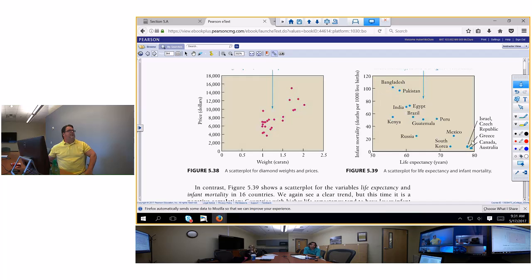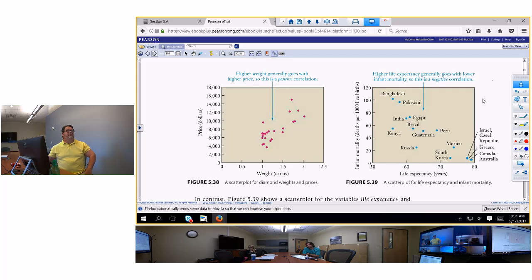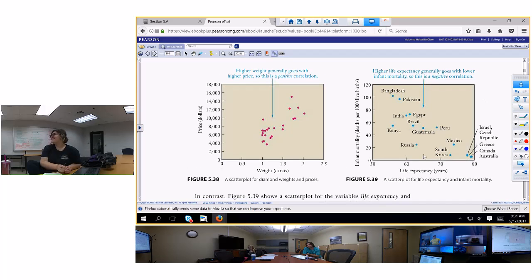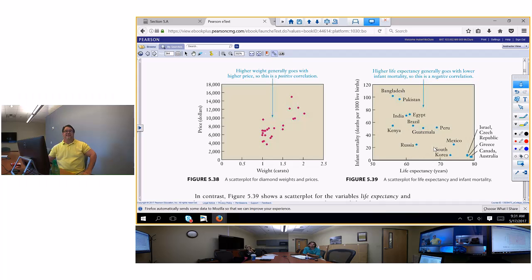That's a positive correlation. This is a negative correlation. Where you live decides how long you are going to live. Look at there. Dang old Greece, you live to be close to 80 years old. Where's the U.S.? We ain't even on there. We suck. We're not even on there.